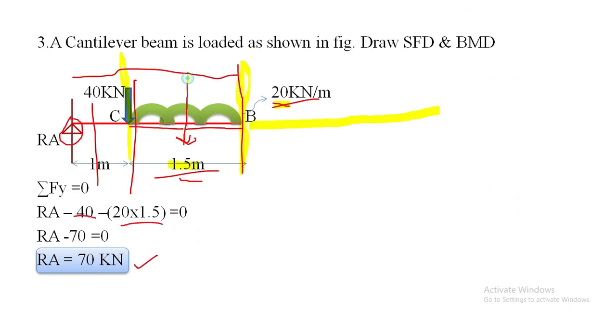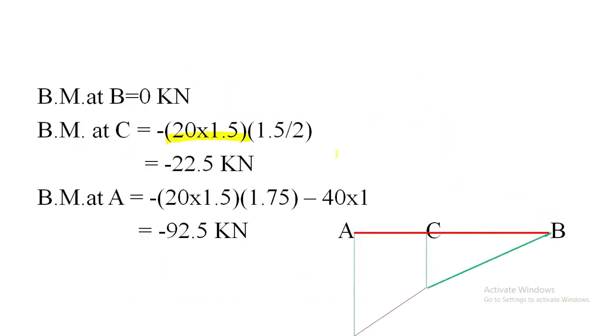Then next, divided by 2, because this vertical line is present at the center of the UDL distance. Now we have to calculate this distance. For calculating this distance, take 1.5 divided by 2 because it is the center. So 1.5 divided by 2 is considered here. After calculating this, we got the answer of minus 22.5 kilonewton.